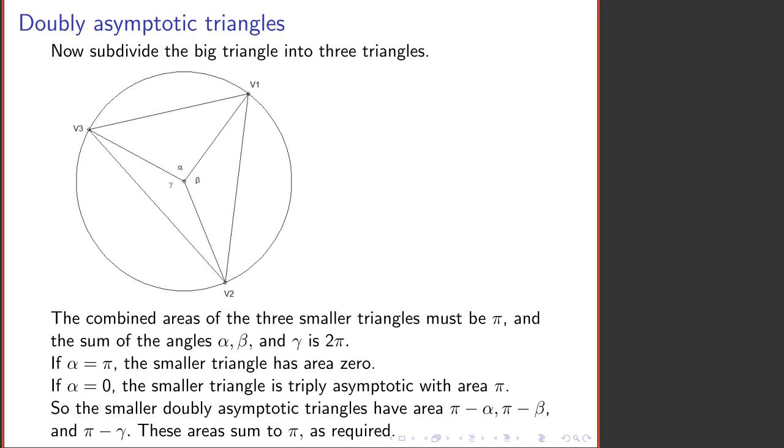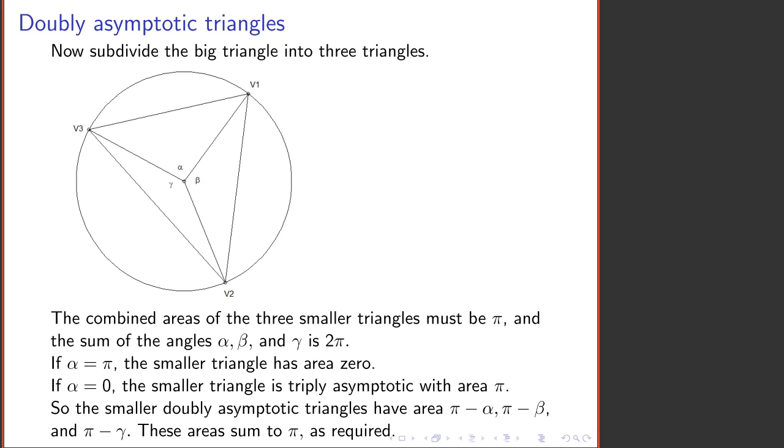We know that the area of a triangle in hyperbolic geometry is going to depend on its angles, and therefore these 3 areas have to be pi minus alpha, the amount by which the sum of the angles falls short of pi, minus beta, and pi minus gamma. And if I add those three areas up, I get pi plus pi plus pi minus alpha plus beta plus gamma. Alpha plus beta plus gamma is 2 pi, so I've got 3 pi minus 2 pi, or pi, as required.